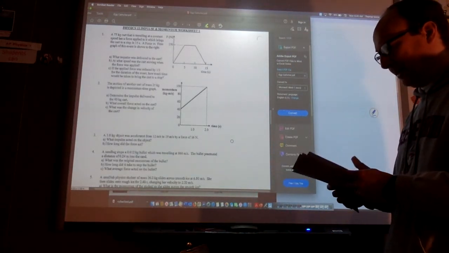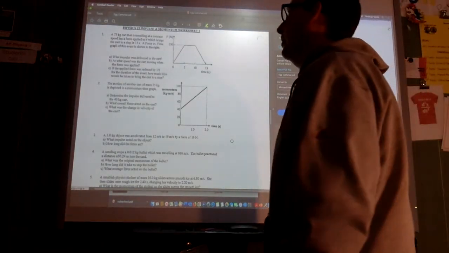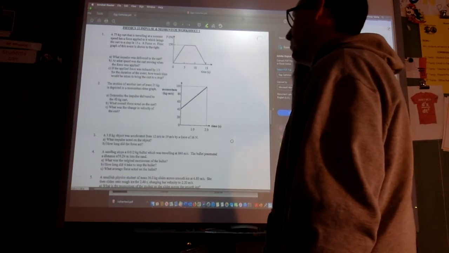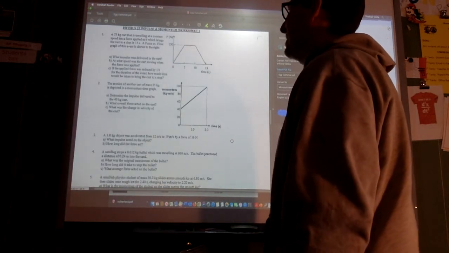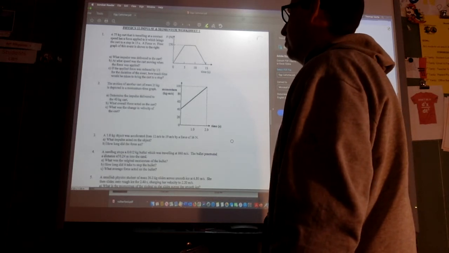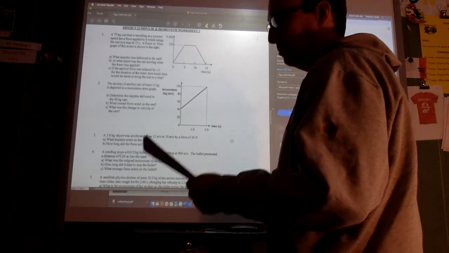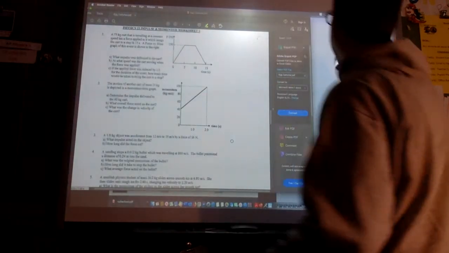Four, 6, and 11. All right, so a 75 kilogram cart that's traveling at a constant speed has a force applied to it, which brings the cart to a stop in 15 seconds. A force versus time graph of this event is shown to the right. What was the impulse delivered to the cart? The impulse is going to be the area.